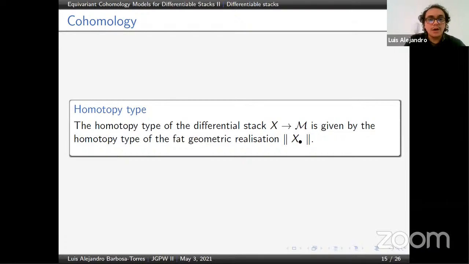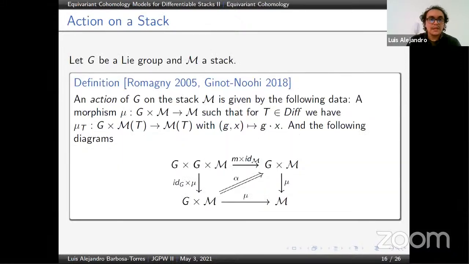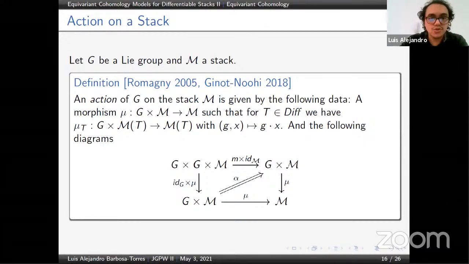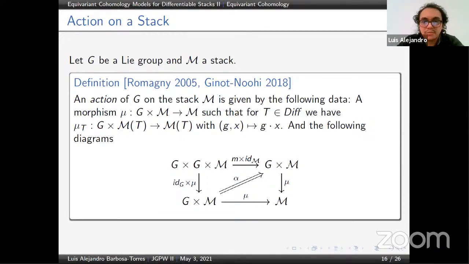So now we have cohomology, we have differential stacks. Now we want to know how the concept of actions on these differential stacks works. Okay, so this notion of an action on a stack was given by Romagny in the context of algebraic stacks, and he developed more things in the context of topological stacks.